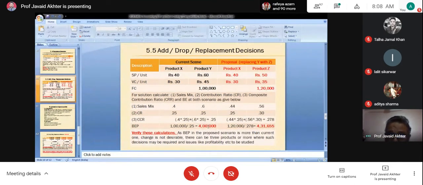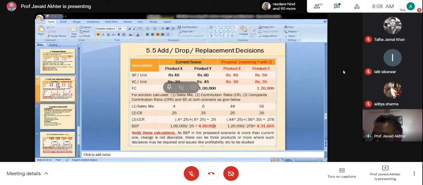See, I'll tell you, we wish to verify whether our answer is correct or not. How do we verify? Our answer will be correct only if total sales and total cost are equal. Total sales is also rupees 4 lakh and total cost is also rupees 4 lakh. Do you agree?